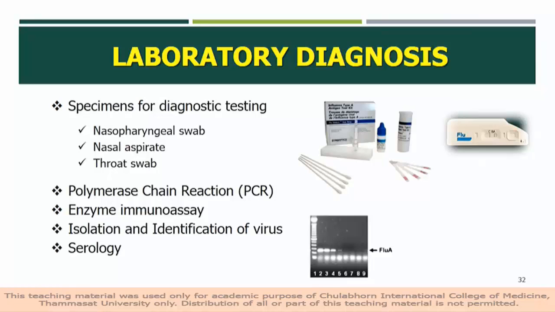For the diagnosis of influenza virus, during the acute phase of illness, influenza viruses can be readily detected or isolated from respiratory tract specimens such as nasopharyngeal swab, nasal aspirate, or throat swab. Rapid antigen detection by enzyme immunoassay or EIA and genomic RNA detection by PCR are often used. Serologic assays, which detect antibodies to viral proteins such as HA or NA, can be used too. The methods used for serological assay are ELISA or hemagglutination inhibition.